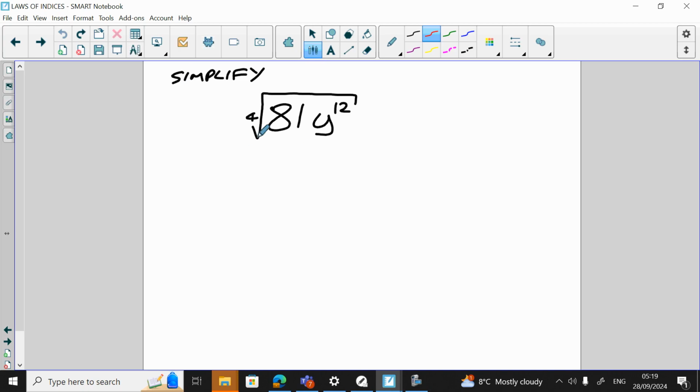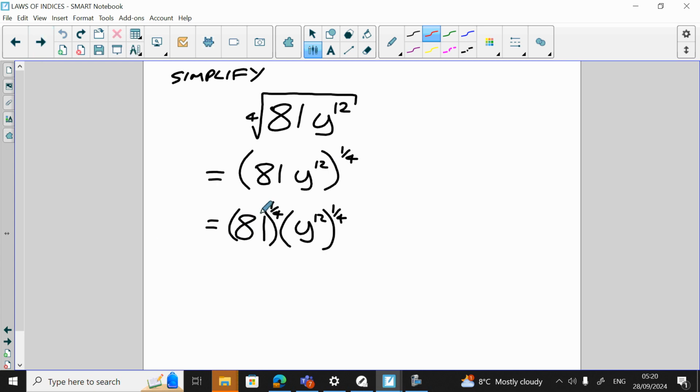So here is the fourth root. I've got two things here, 81 and y to the 12. So the 4 becomes 1 over 4. So it's 81 to the 1 over 4, and y to the 12 to the 1 over 4. Put that in your calculator. The fourth root of 81 should be 3, since 3 times 3 times 3 times 3 is 81. And then 12 times a quarter. What's a quarter of 12? It should be 3.